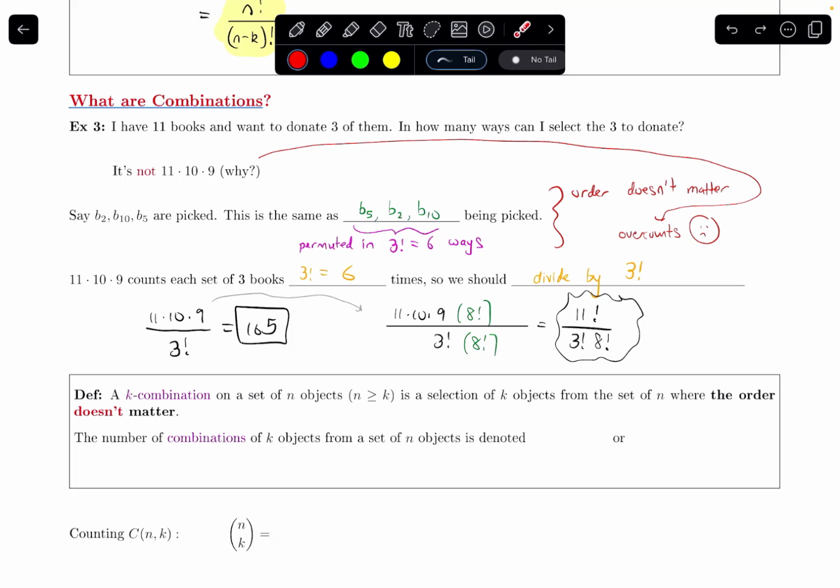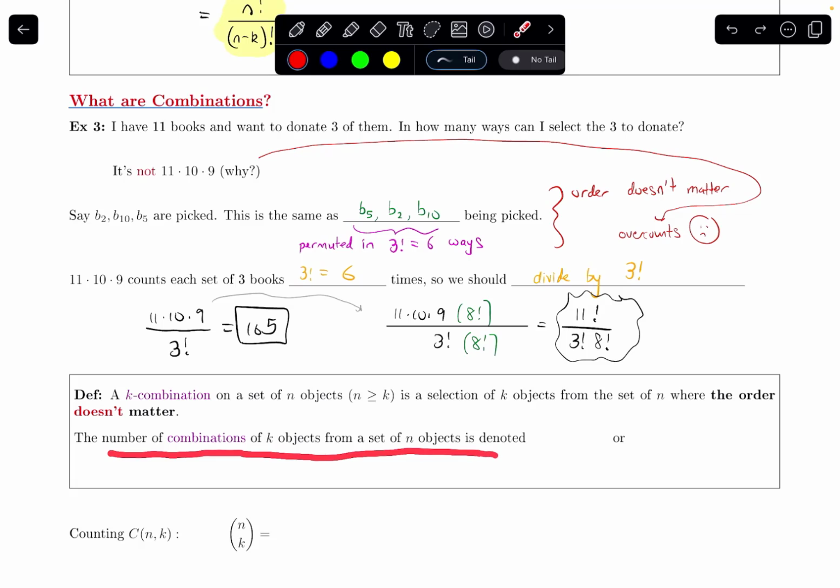What we just saw in this example is what's called a k-combination. A k-combination on a set of n objects, where n is greater than or equal to k, is a selection of k objects from the set of n. So I'm picking k objects from this set of n total objects, where the order in which we pick the objects does not matter. That makes it different from a permutation, which we saw in the last videos, where the order did matter.